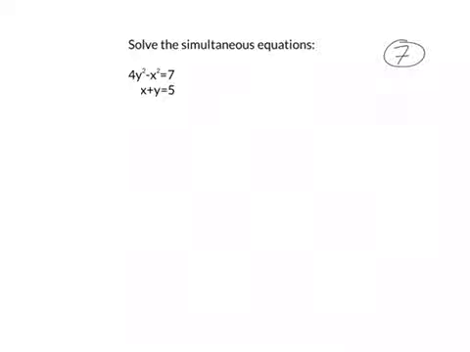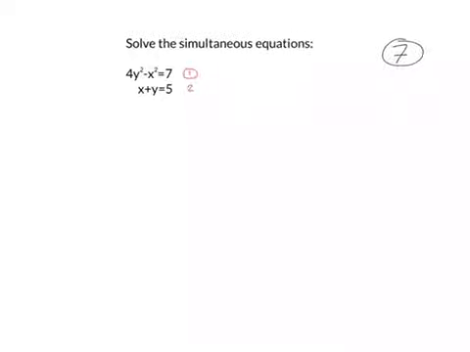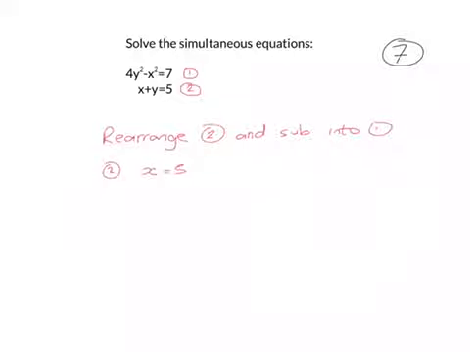So to start off, if we label this 1 and 2, first thing that we want to do is rearrange the second equation. So rearrange the linear equation and substitute that into equation 1. Okay, so 2 can become x equals 5 minus y. So therefore 1 will become 4y squared minus (5 minus y) squared is equal to 7.